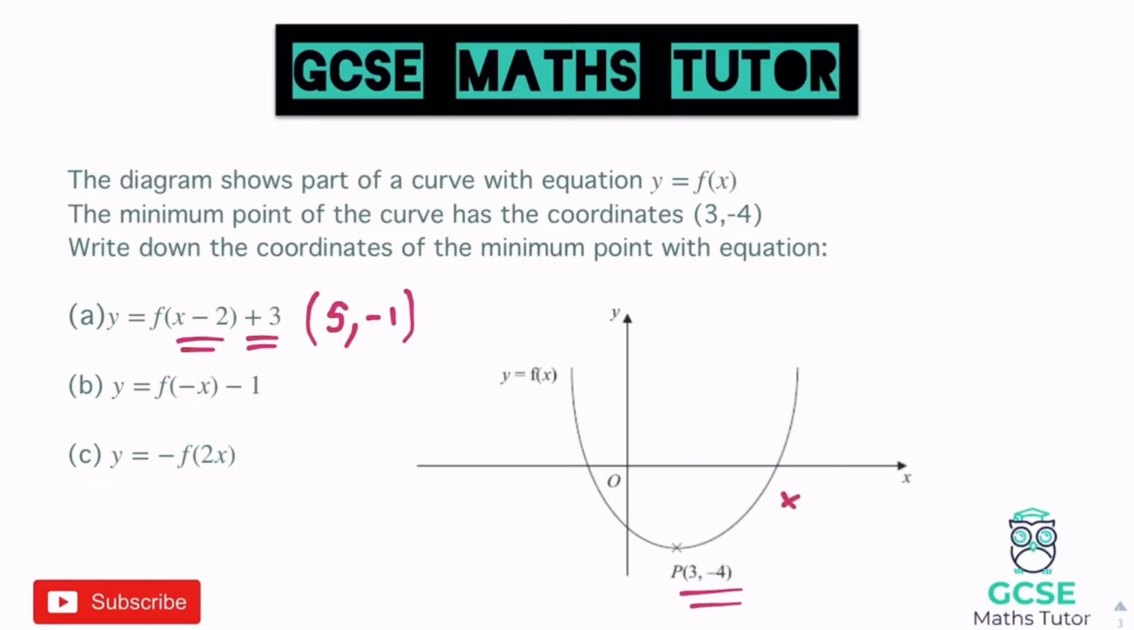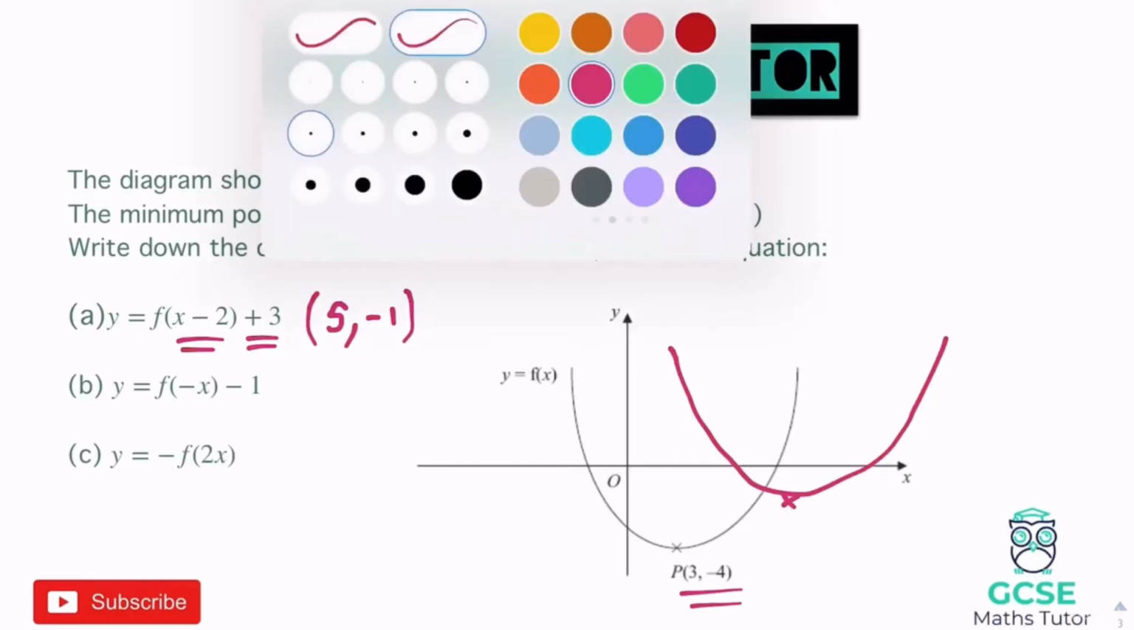But let's have a look what this does. If we could draw a little sketch in, it would look something like this. There you go, that's what that transformation would do. Let's have a look at another one.